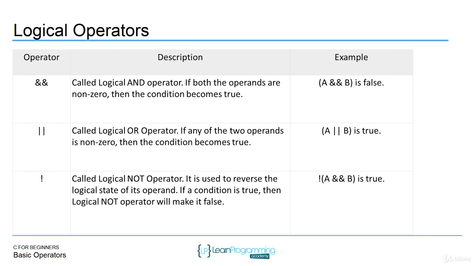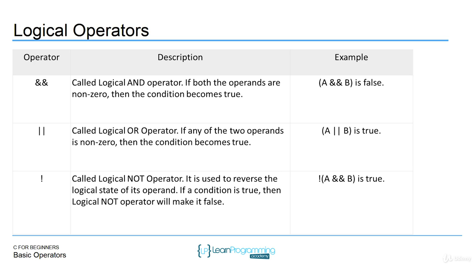The next group of operators are referred to as logical operators. We defined what this means: it is basically conditional type operators. They return Boolean results, true or false values. So the symbols that represent logical operators are the double ampersand, the two parallel bars, and the exclamation point.